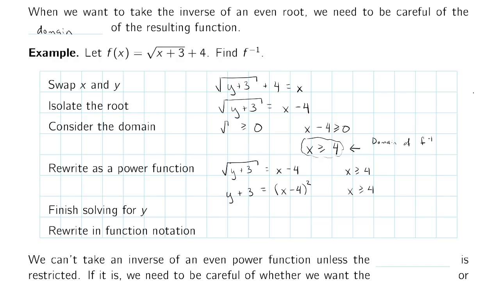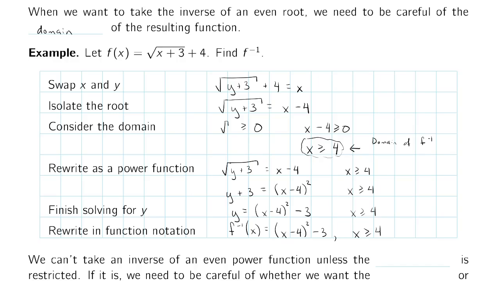We can finish solving, subtract 3 on both sides, and we've got y equals x minus 4 squared minus 3. Again, restricted to x greater than or equal to 4. And so in function notation, our inverse function, f inverse of x, is x minus 4 squared minus 3 with the domain restriction x greater than or equal to 4.